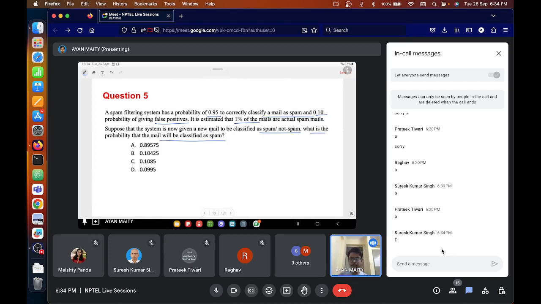Suresh Kumar Singh is saying option D, 0.0995.